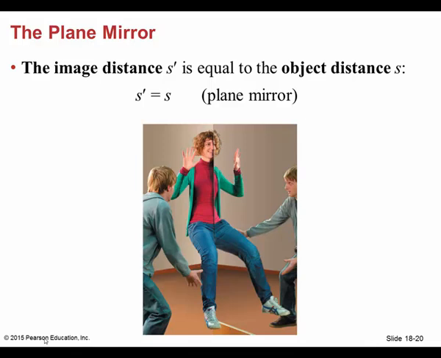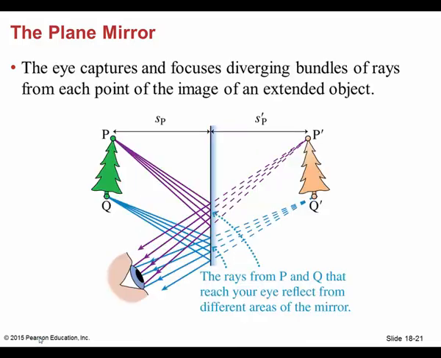All right, so the image distance on a plane mirror is equal to the object distance. So notice how they're equal. And by the way, the magnification of a plane mirror is always going to be 1. It always has a magnification of 1.